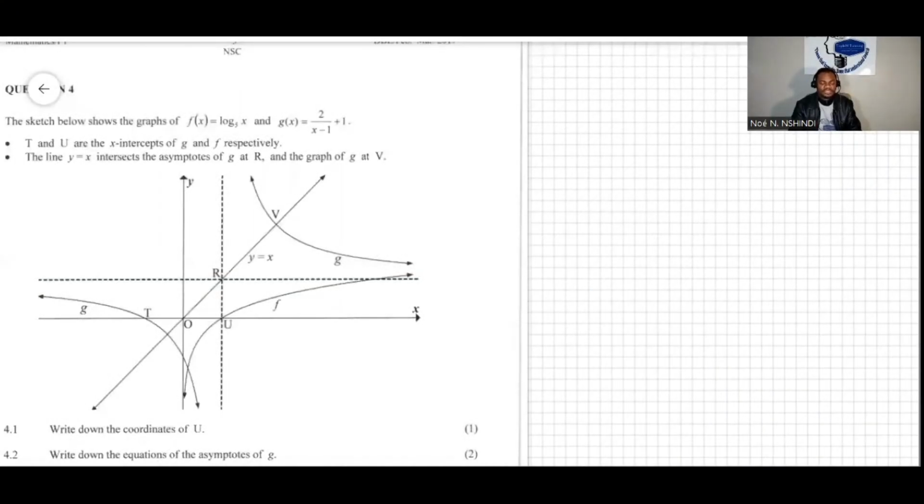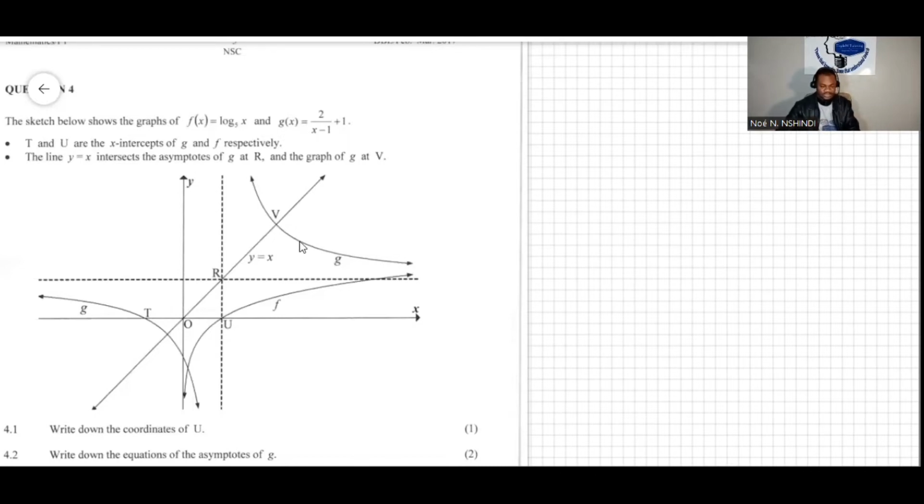Well, we have another question here, question 4. The question says the sketch below shows the graph of f of x, which is log of x base 5, and g of x is equal to 2 over x minus 1 plus 1. Now t and u are the x-intercepts of g and f respectively. And the graph y equal to x intersects the asymptotes of g at r and the graph of g at v. Now comes the questions. Question 4.1 says write down the coordinates of u.